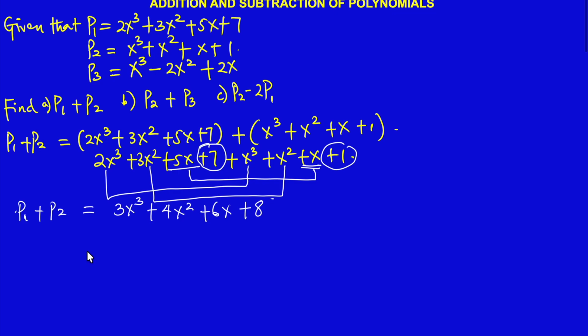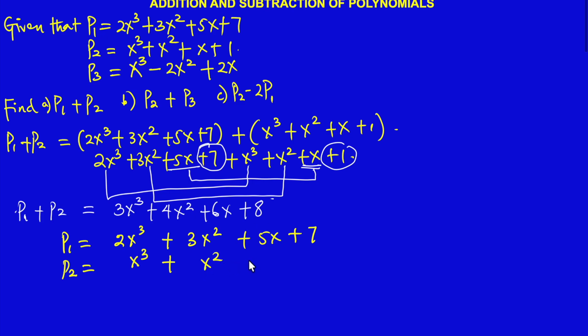Now I said at the beginning of this video that I'm going to be using two approaches to solve this problem. So the second approach is more like you place the two polynomials on top of one another. That is, P1 goes first. So P1 is going to be 2x cubed plus 3x squared plus 5x plus 7. And then P2 goes next as x cubed plus x squared plus x plus 1.